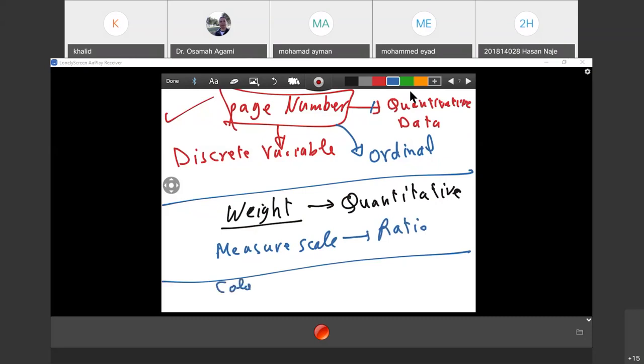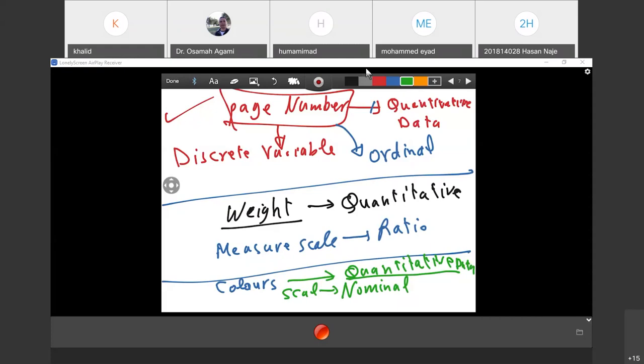Colors. What type of data is the color? Quantitative or qualitative? Quantitative. Excellent. Okay. What is the measurement of this one? Ordinal or nominal? Excellent. Nominal. Yes, the type is qualitative data, but the scale is nominal, right? Okay. So we finish and we know how to scale this one. The scale is a nominal scale, right? Catch it?